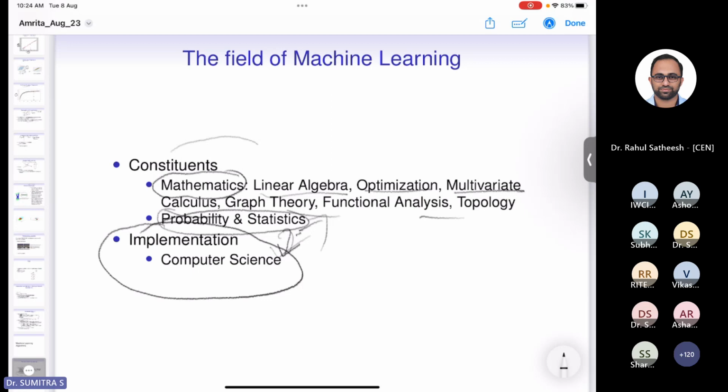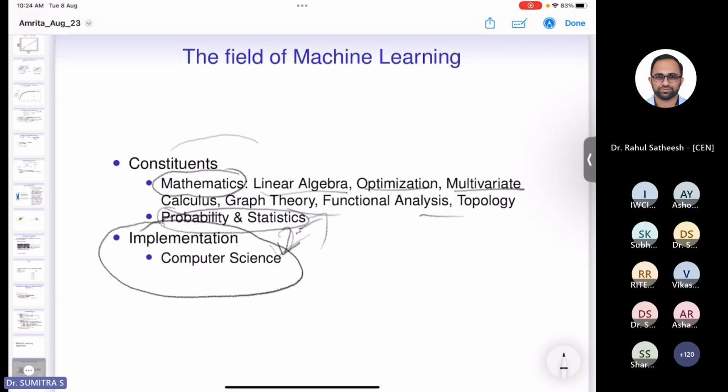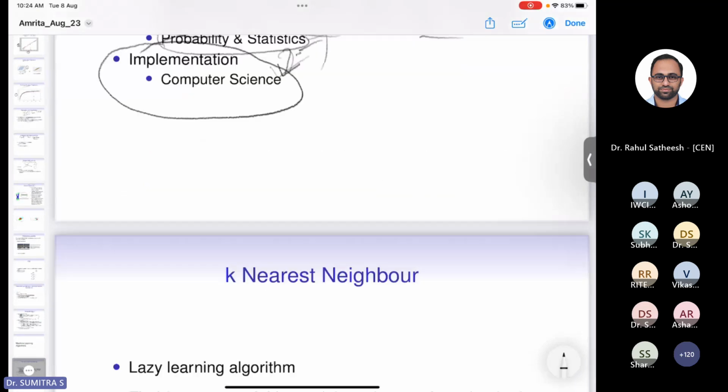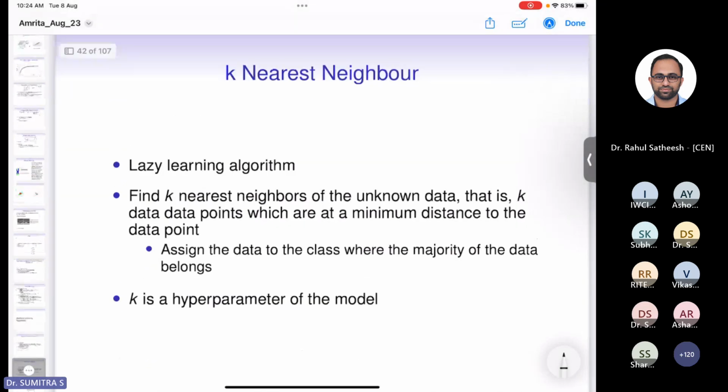The algorithms entirely use a lot of mathematical, probability and statistics concepts to develop them. When it comes to the implementation, you should have good computer science knowledge. So that is the field of machine learning, and it has applications in almost all walks of our life. So with this, I'm introducing a very small, very easy, very simple algorithm.